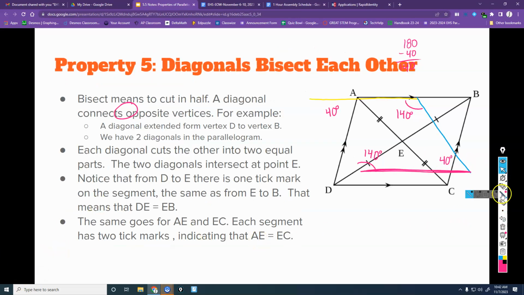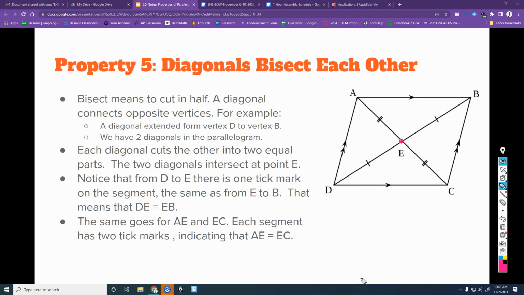The last one is your most complicated property, although it's still much easier than most of the triangle stuff that we were doing. So, bisect means to cut in half. So the diagonals bisect each other. It does not mean that they are equal to each other. It means that they cut each other in half. So whenever they cross right here, this piece has to be equal to this piece here, and then this piece would have to be equal to this piece here.